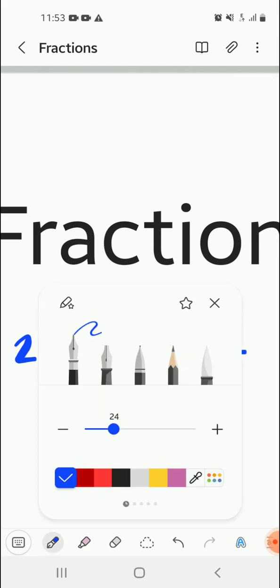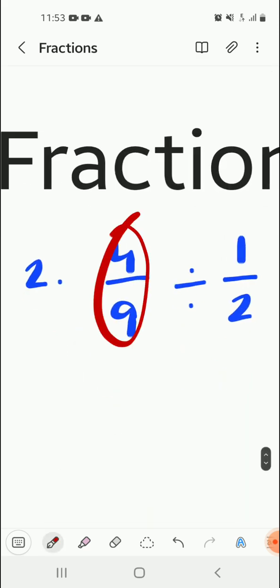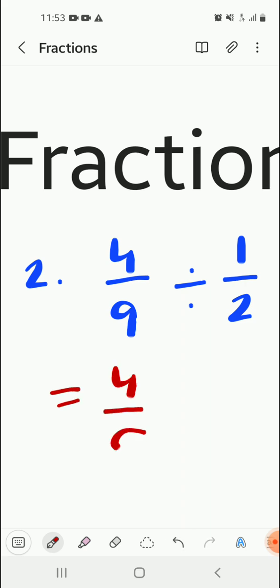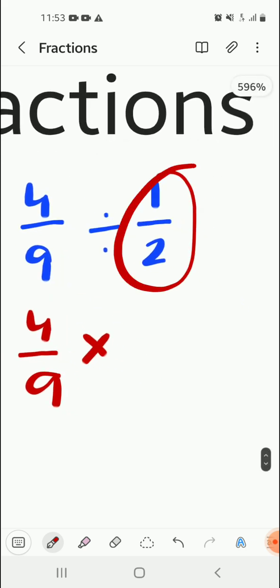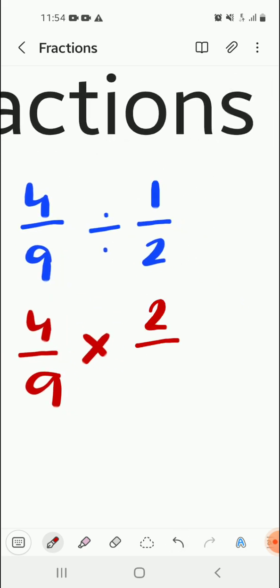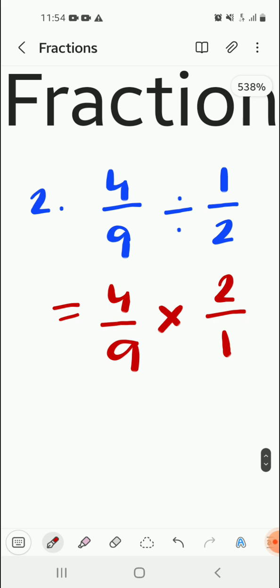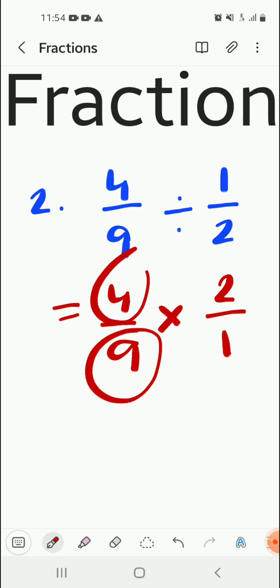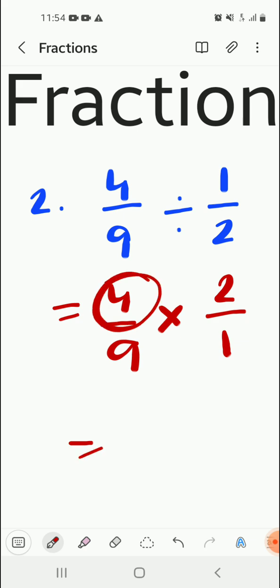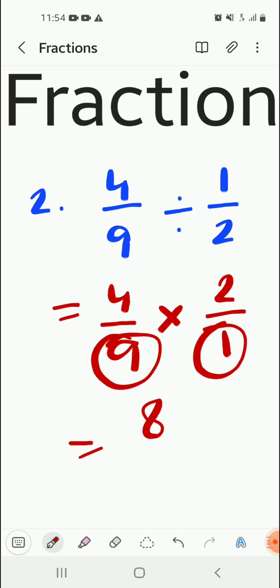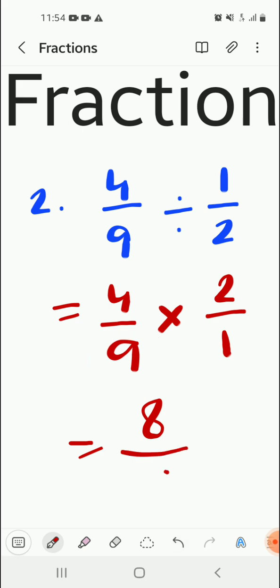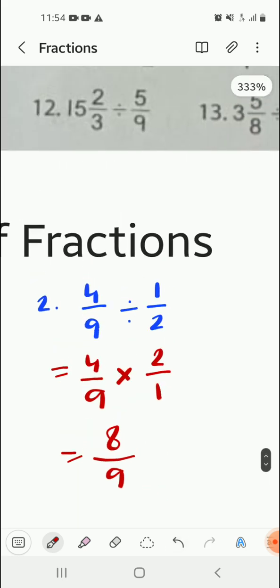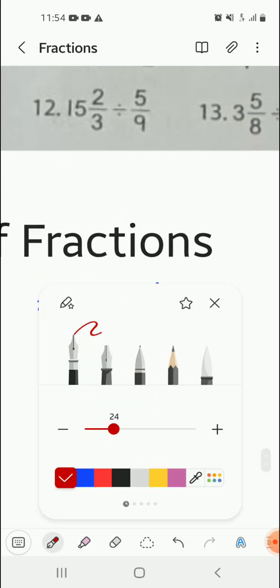Over here, again 3 steps to follow. Copy the first fraction as it is. Use the multiplication sign instead of division. And use the reciprocal of the second fraction, that is 2 by 1. Over here 9 cannot be cancelled with 4 or 2. So simply multiply the numerator 4 into 2, 8, and the denominator 9 into 1, 9. It's a proper fraction, so we'll leave it this way.